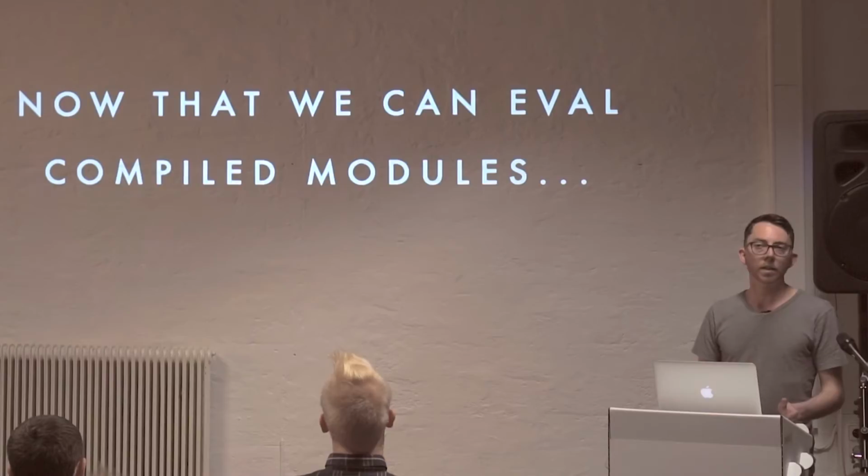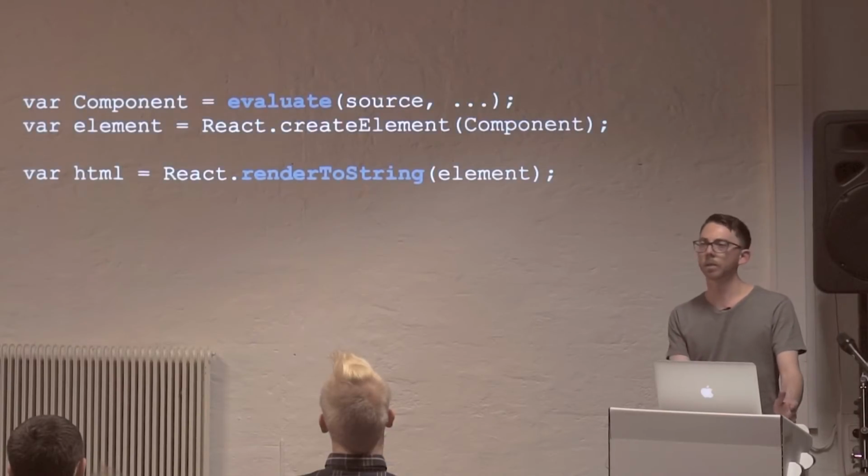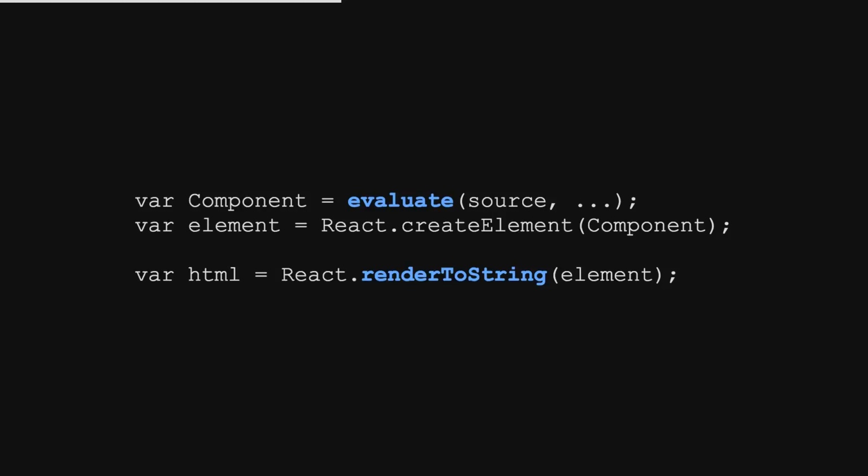So now that we can eval these compiled modules that came out of Webpack, what can we do with it? In this case, we are trying to get a handle on a React component. So if we evaluate that source, we're going to have a component. And now we can React.createElement with that component, and we can render that element to a string. And there you go. We've got our HTML that we want to output to the file system.